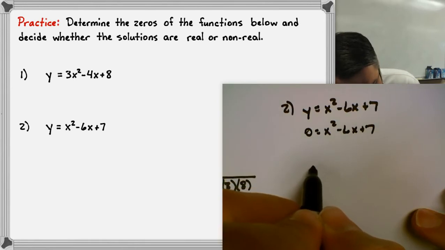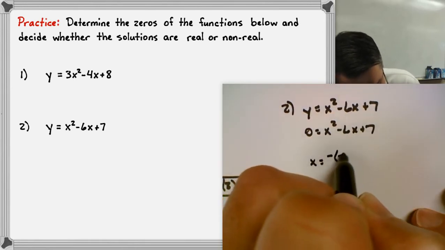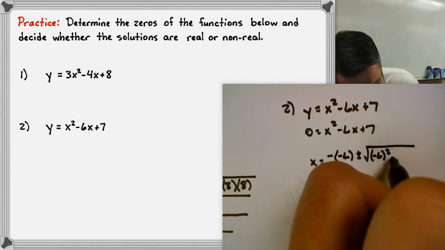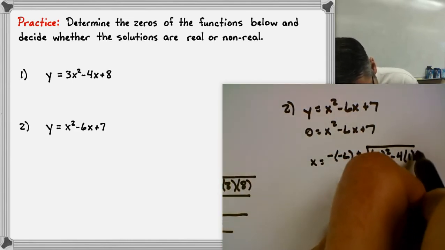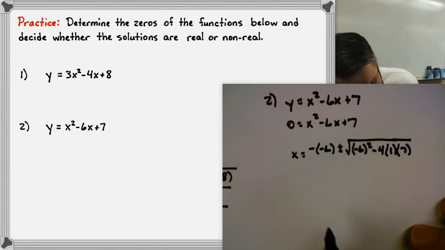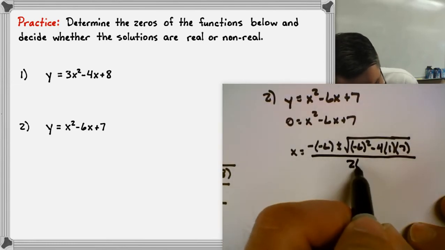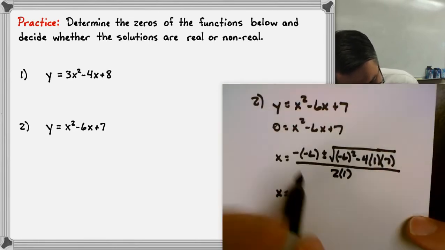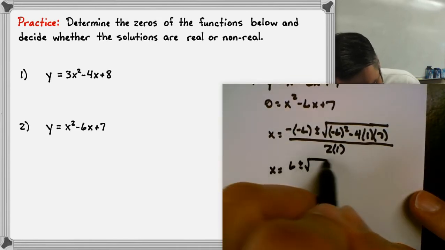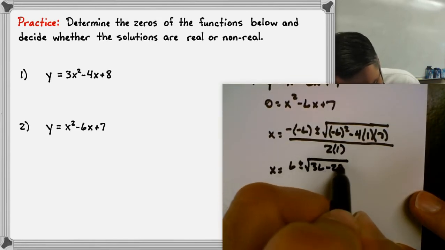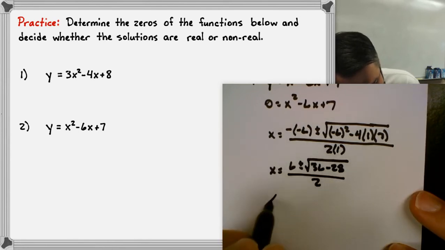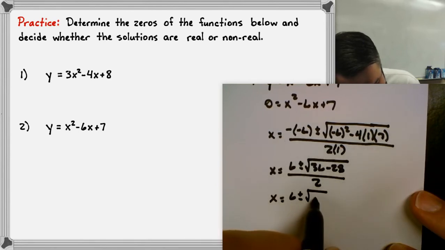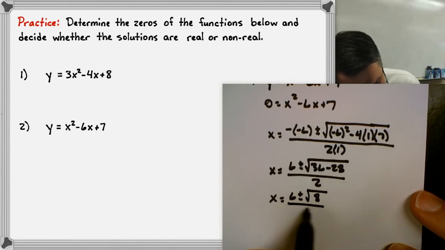So x equals negative b, so it'd be negative 6, plus or minus the square root of b squared, so negative 6 squared, minus 4 times a, times 1, times c, which is 7, and then all over 2 times a, so 2 times 1. Then we can simplify this to be 6 plus or minus the square root of 36 minus 28 all over 2. So x equals 6 plus or minus the square root of 8 all over 2.